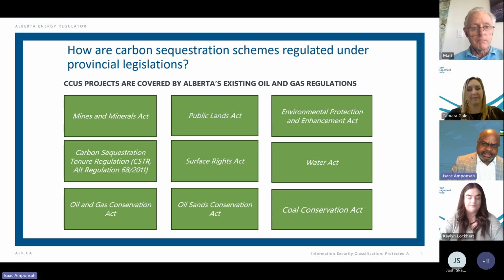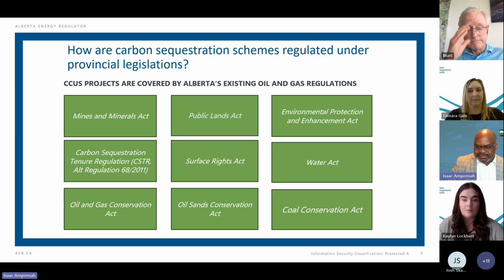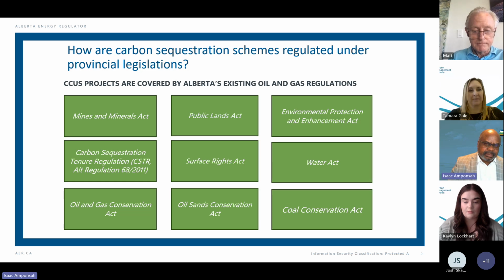The Environmental Protection and Enhancement Act is one of the key legislations that deals with the environment, particularly when it comes to air, reclamation and remediation aspects of the facilities. The Water Act is also a key requirement. Some of these capture facilities, depending on how they are built, may have to increase their water use, and so they will need approval or amend their existing approval.